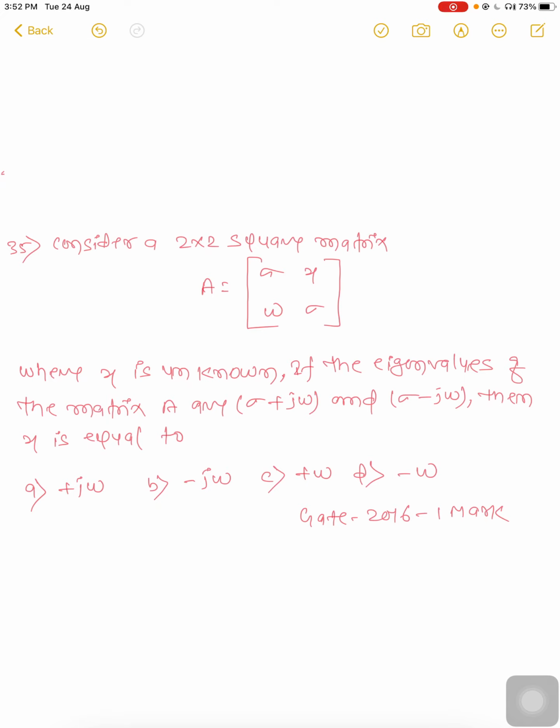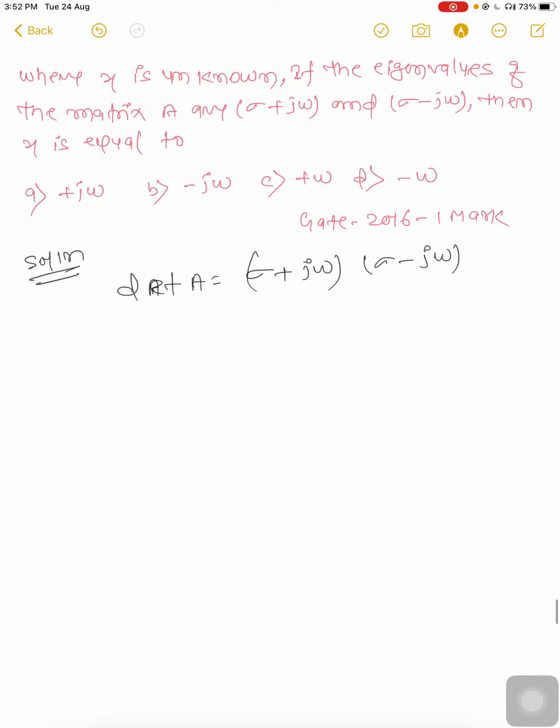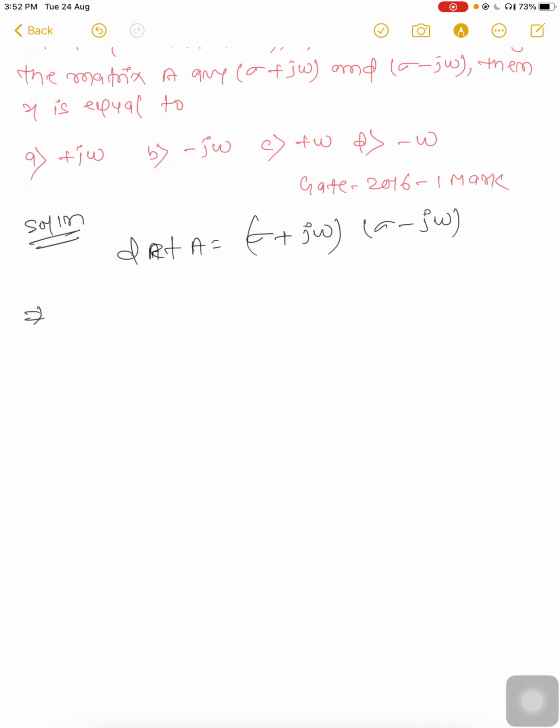Consider a 2 by 2 square matrix A where x is unknown. If the eigenvalues of the matrix A are rho plus j omega and rho minus j omega, then x is, see, we know that the determinant of A is equal to the multiplication of two eigenvalues, rho plus j omega and rho minus j omega. Then what will happen?